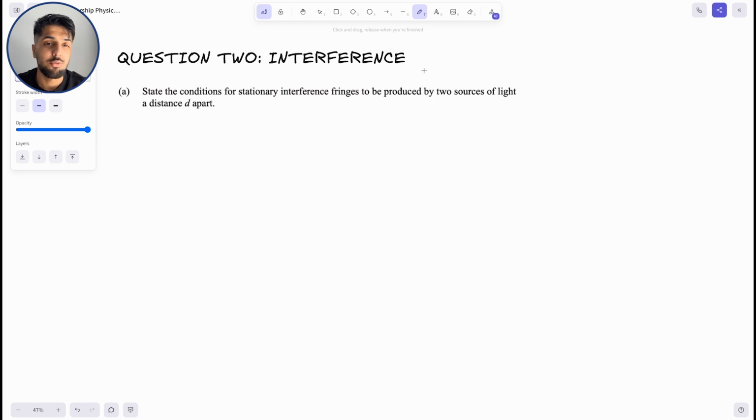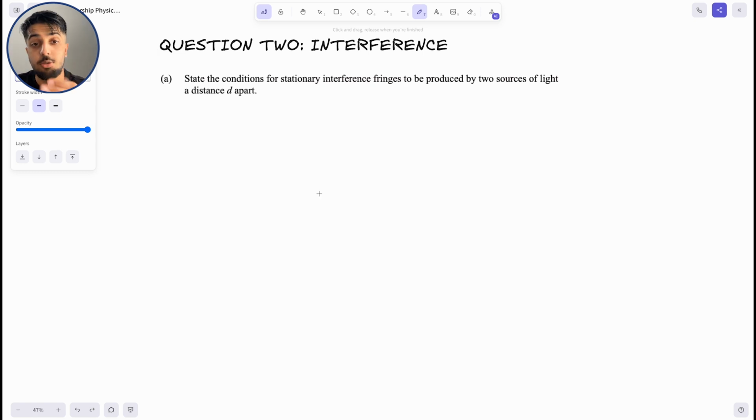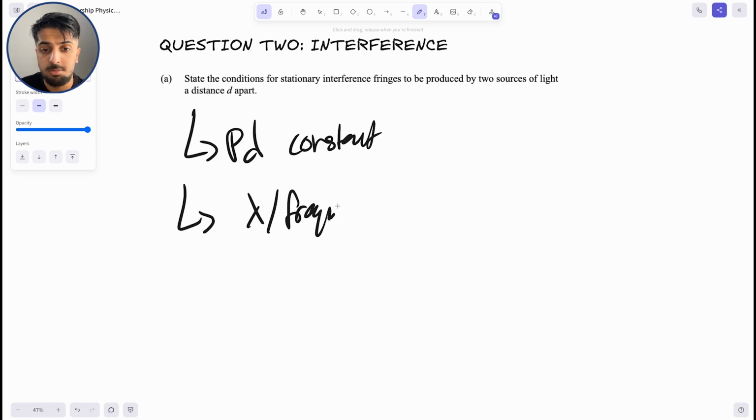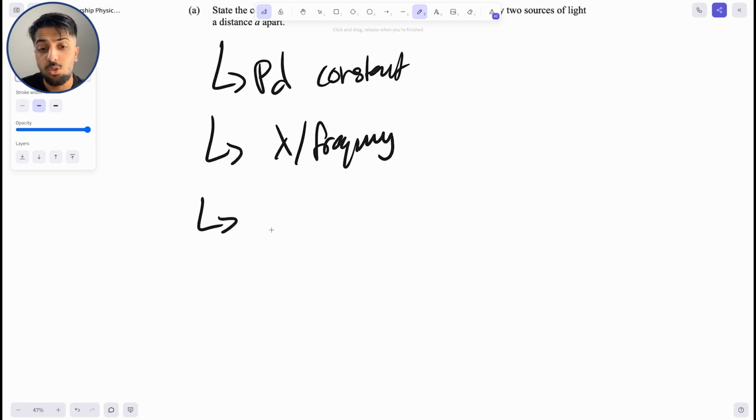State the conditions for stationary interference fringes to be produced by two light sources at a distance d apart. So the necessary condition is that the two light sources must be coherent, and so the path difference between the two light sources must be constant the entire time, right? So the path difference can't change throughout their motion.